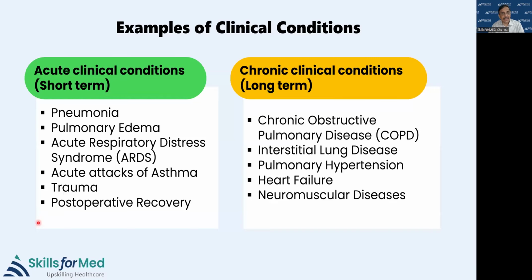So once these conditions get treated, these patients will be okay with just the 21% of oxygen which is available in our atmosphere. Chronic clinical conditions, on the other hand, need long-term oxygen. COPD is the commonest example of people who require long-term oxygen therapy, along with interstitial lung disease, pulmonary hypertension, chronic heart failure, and neuromuscular diseases where the muscles are not strong enough for them to do the ventilatory function. For them also, long-term oxygen therapy is required.